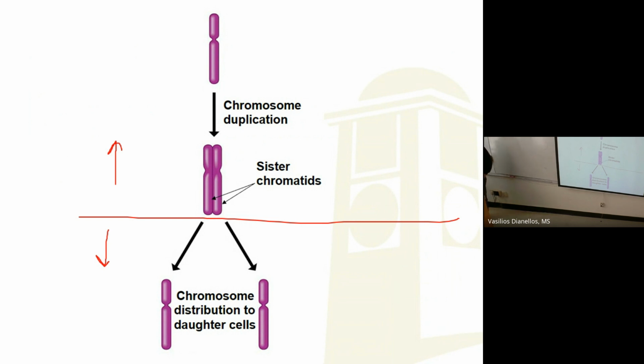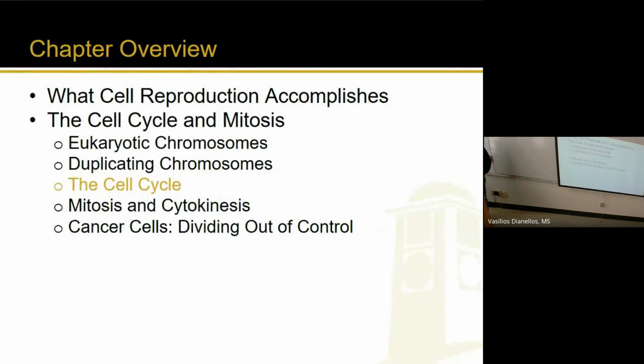All right, let me introduce you to the cell cycle. That'd be a good place to stop, with the introduction to the cell cycle. That way when we come back, we can finish talking about the cell cycle, and then jump into the meat and potatoes of this chapter as far as the exam is concerned, which is talking about mitosis and cytokinesis.